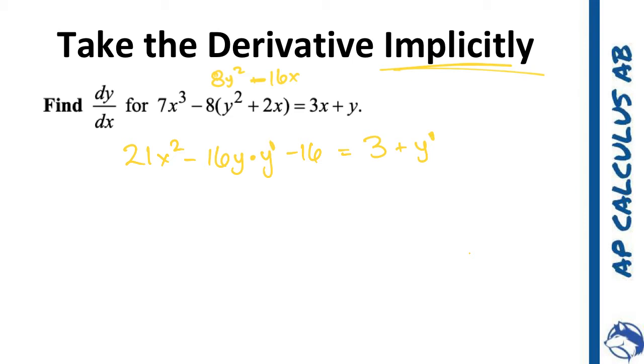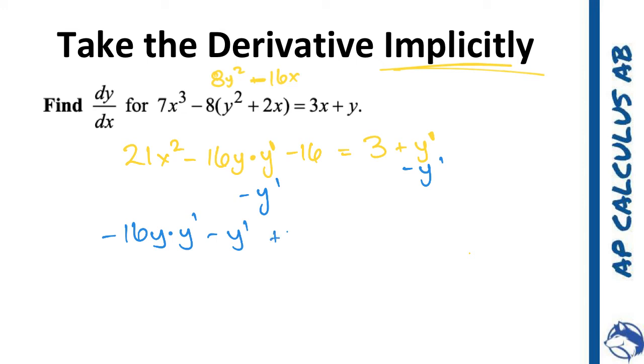So what I need to do is get my y primes all together. So what I'm going to do is bring everything that's not my y prime to the right side and all of my y primes to the left side. So let's start off by subtracting this y prime. So I end up with negative 16y times y prime minus y prime.